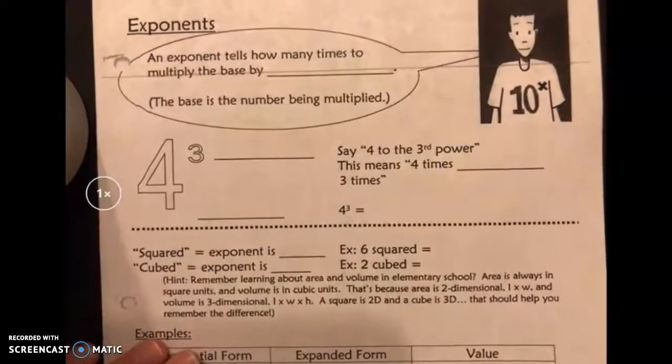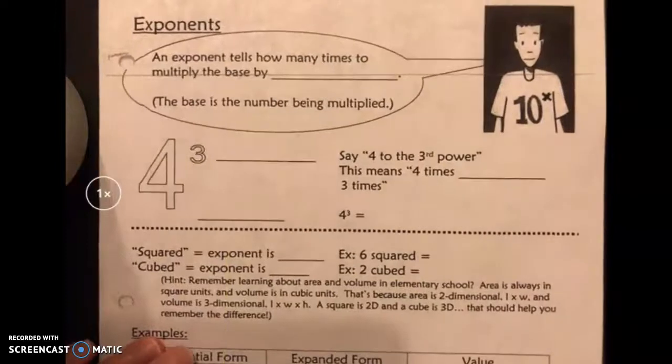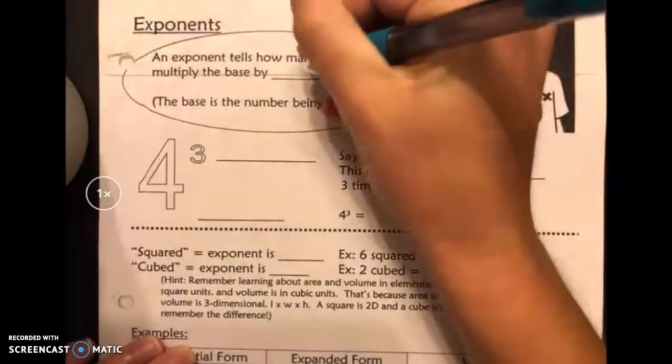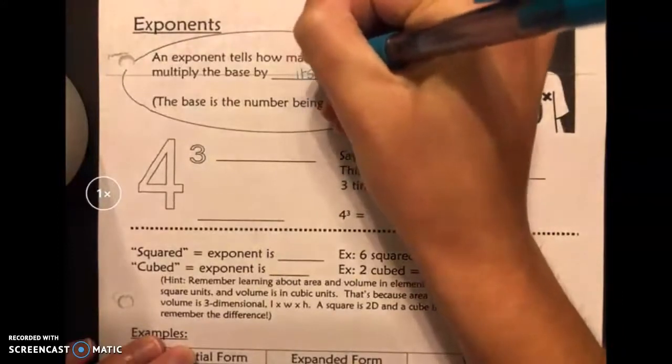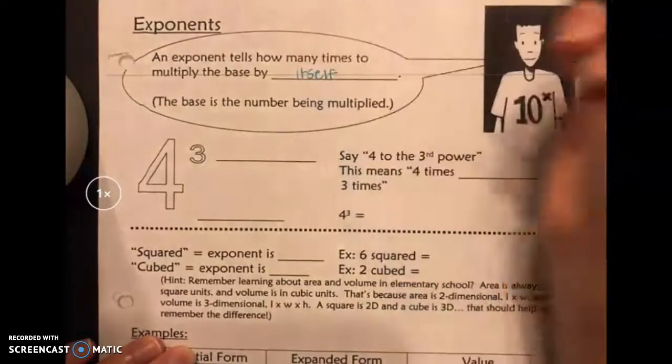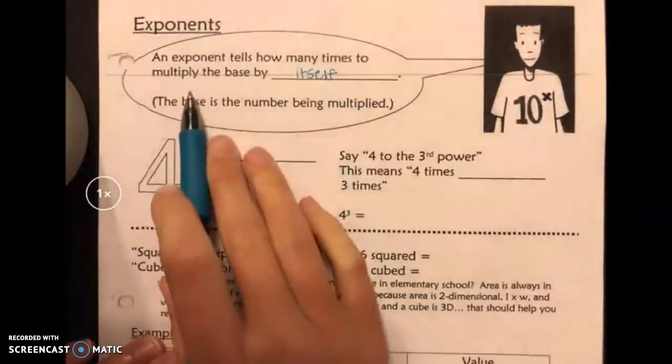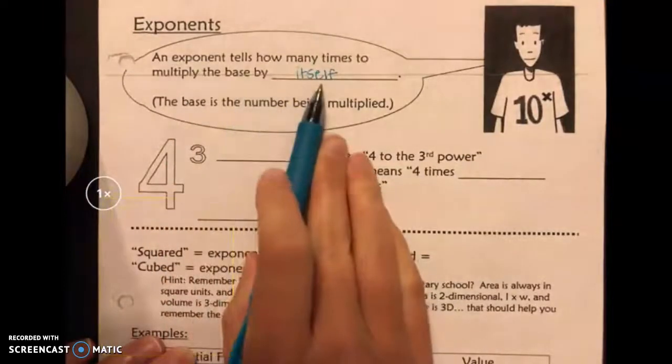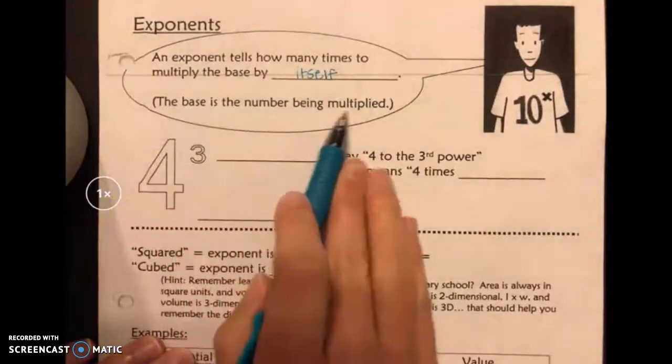Hey guys, so today we're going to be learning about exponents. We're just going to jump right into these notes. An exponent tells how many times to multiply the base by itself. We're going to talk about what that base means in just a second. So that means the base is the number that's being multiplied.